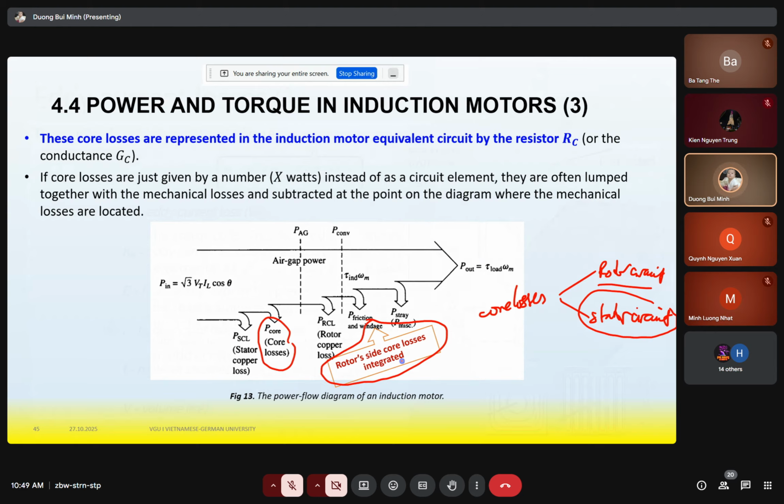The core losses at the rotor side are normally integrated into the resistance losses. So when we mention rotor resistance loss, maybe it also contains the core losses coming from the rotor circuit.